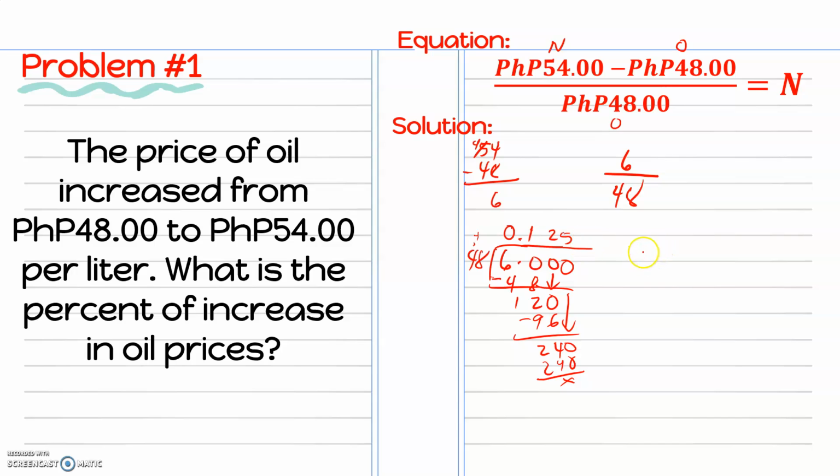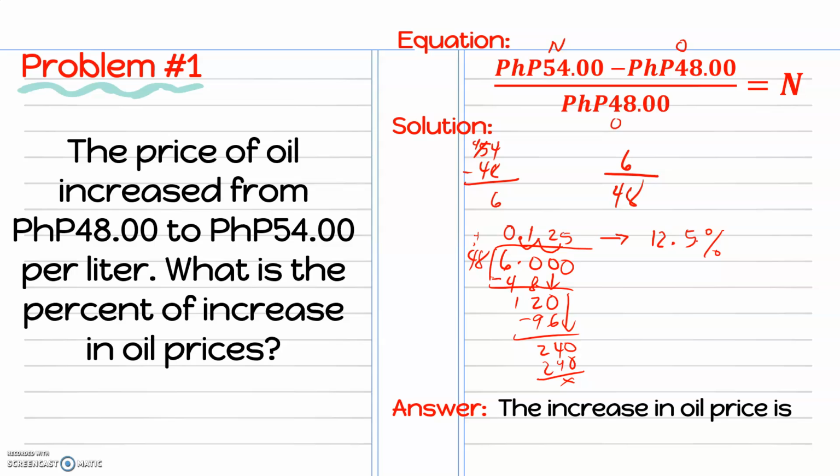But remember, we're looking for a rate. So that means we have to change this decimal number into a percent by simply moving the decimal point of the quotient 2 times to the right. So if we move it 2 times to the right, that's 1 and 2. So the decimal point now will be between 2 and 5. So for our answer, we'll have 12.5%. Therefore, the increase in oil price is 12.5%.